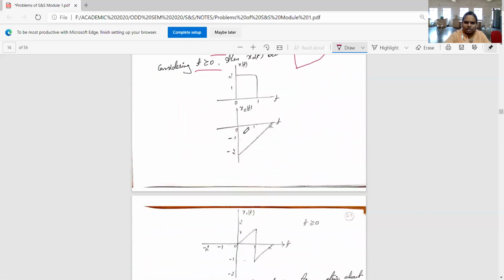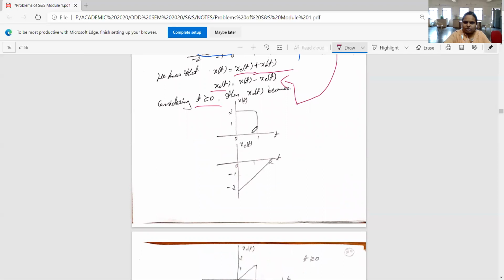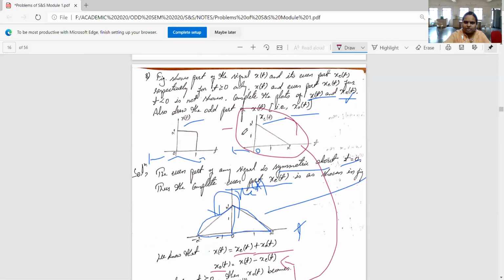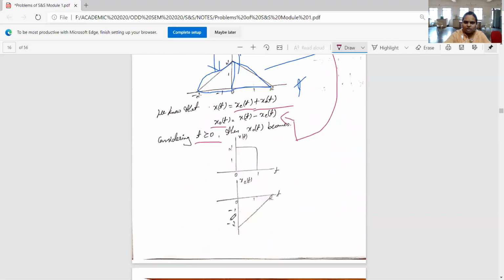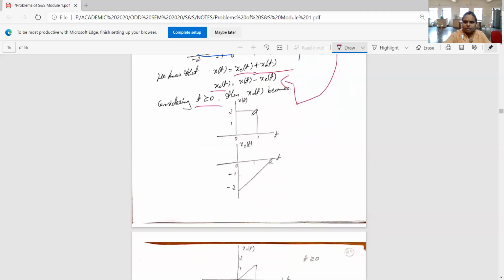So that's what I have drawn here. Instead of positive values, if I multiply by a negative, it will change to negative values from minus 1, minus 2, 1, 0 to 2. This is your minus x e of t. That is, we got x of t, and also minus of x e of t. Next, I can find out the odd part, we just have to add these two signals.